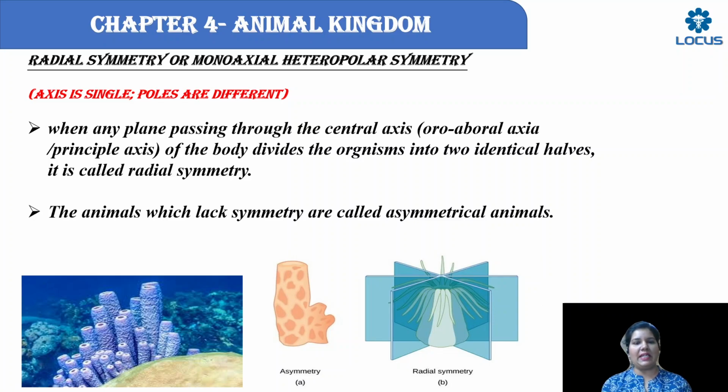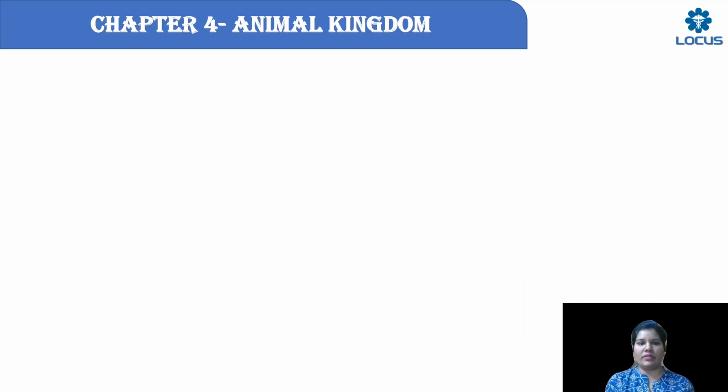So the animals which lack symmetry are called asymmetrical animals. Now, if you look at this here, children, the highlighted point here in red, it says axis is single, poles are different. Now, what is this axis all about? The central axis, and poles from any direction. If you're trying to cut the embryo of the animal, you would get this symmetry. Now we go back to the point.